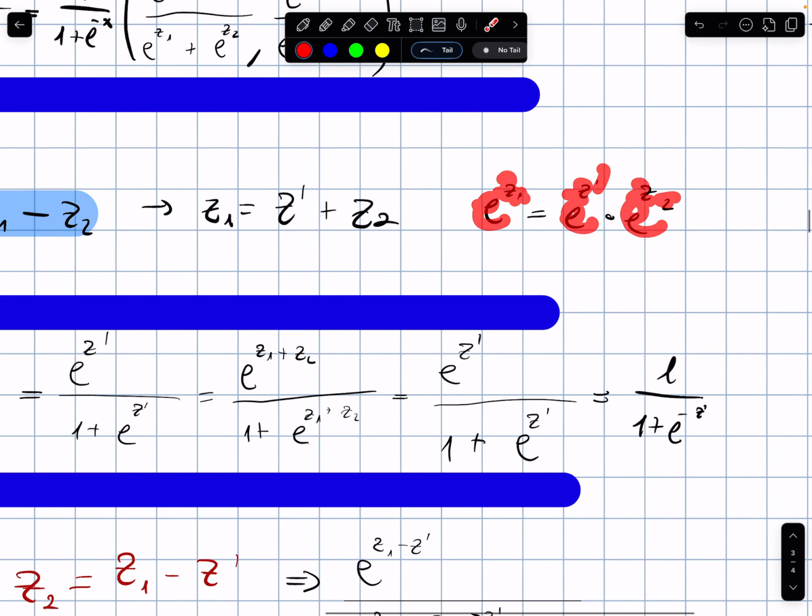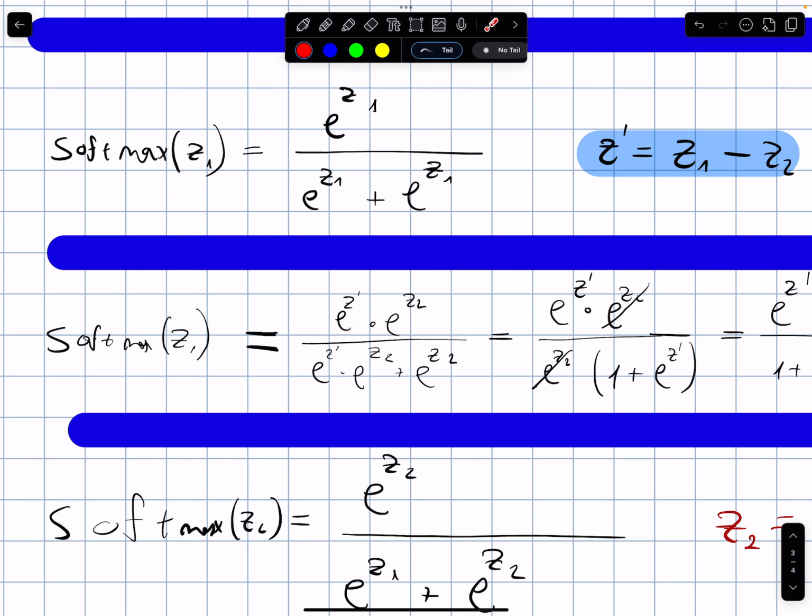Easy logarithmic rules, we just saw it in the previous section. So I open this one and I open this one, and then I can cancel this because it is a common denominator.